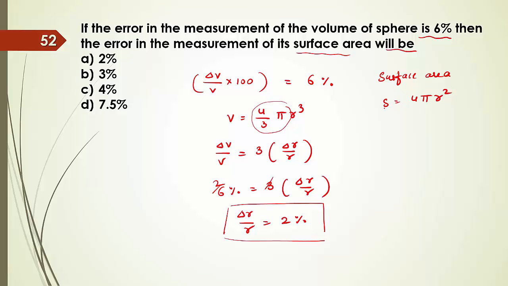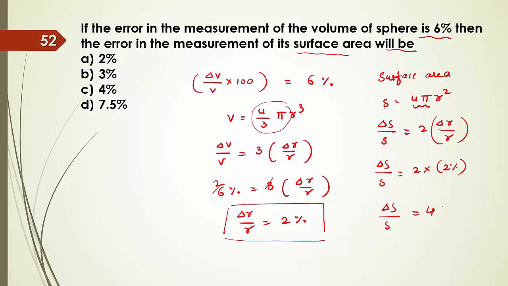See here, S equal to 4 pi r square, 4 pi is constant. So we can write delta S over S equal to 2 into delta R over R. Delta S over S equal to 2 into delta R over R, we got 2%. So we can write delta S over S equal to how much? 2 into 2 will be 4%.